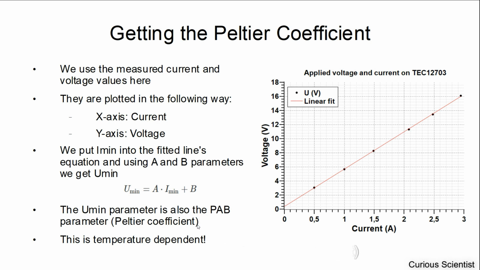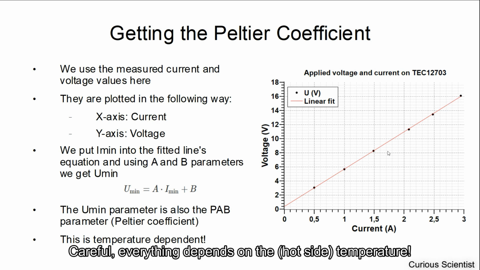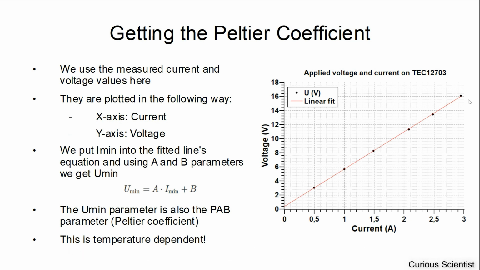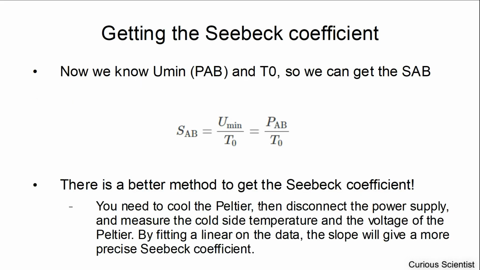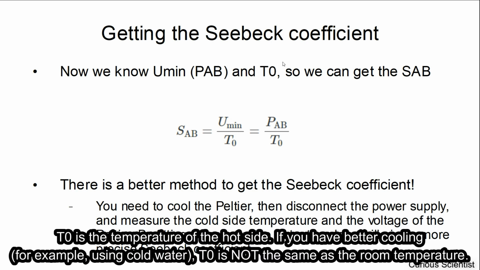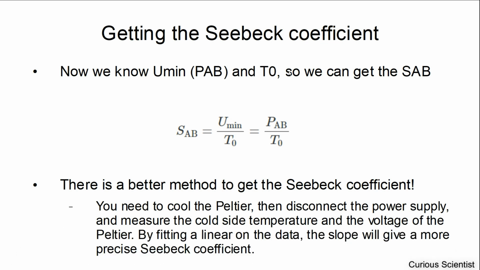And I have to emphasize again that this is temperature dependent. So if you change the hot side temperature, i.e. you change your cooling, then you can get somewhat different values than me. So now we know the U min and the T0. T0 is the initial temperature, so the temperature of the hot side without any cooling, basically, or without any current running through the Peltier device, to be precise. And then you just use this equation.